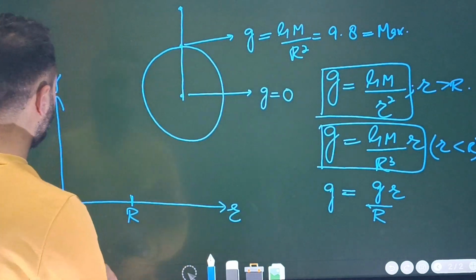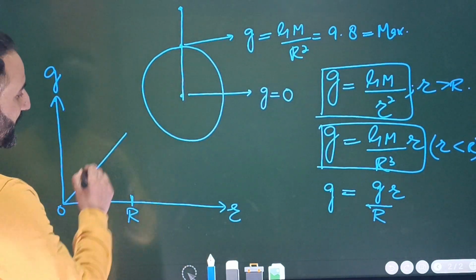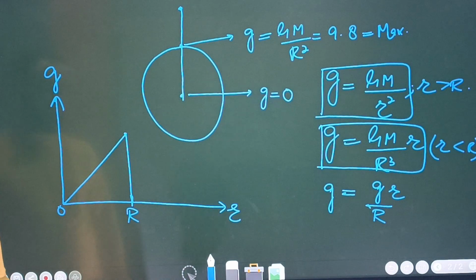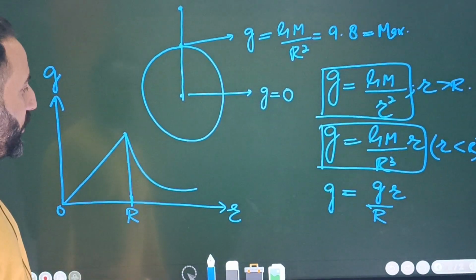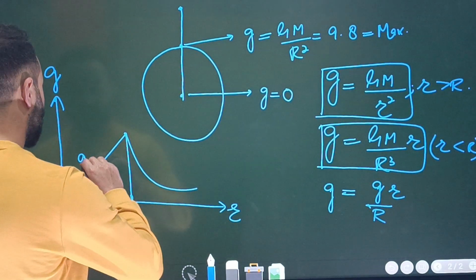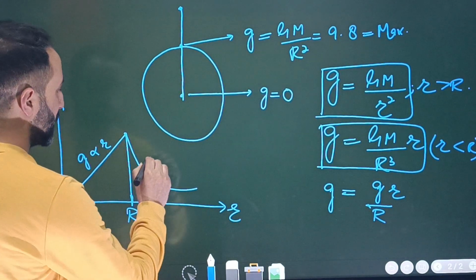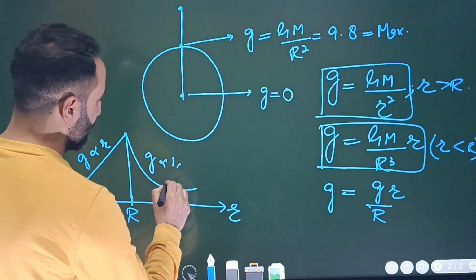So that means what we expect is that the graph must be linear here. It must be a linear graph like this, and then from the surface onwards it is something like this, what we call a rectangular hyperbola. All right. So that means this g inside is directly proportional to r, and outside it is proportional to what? It's proportional to 1 divided by r square.